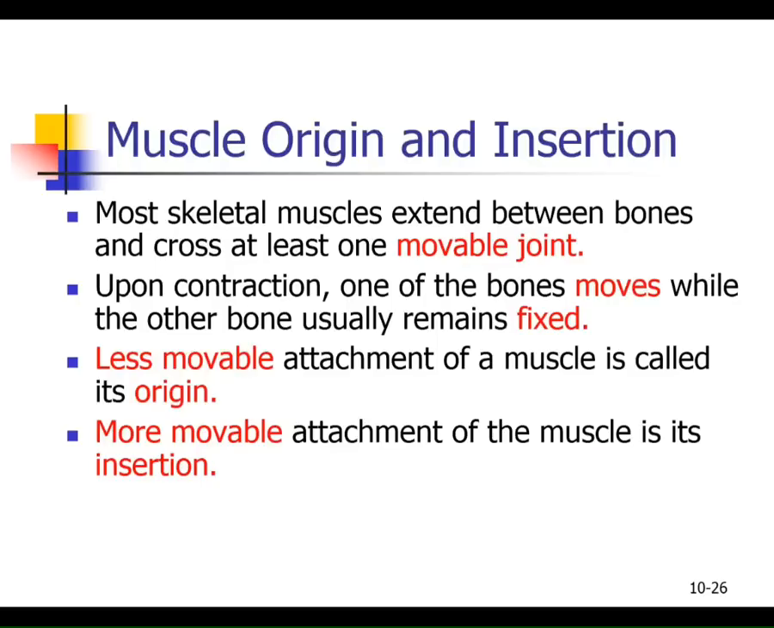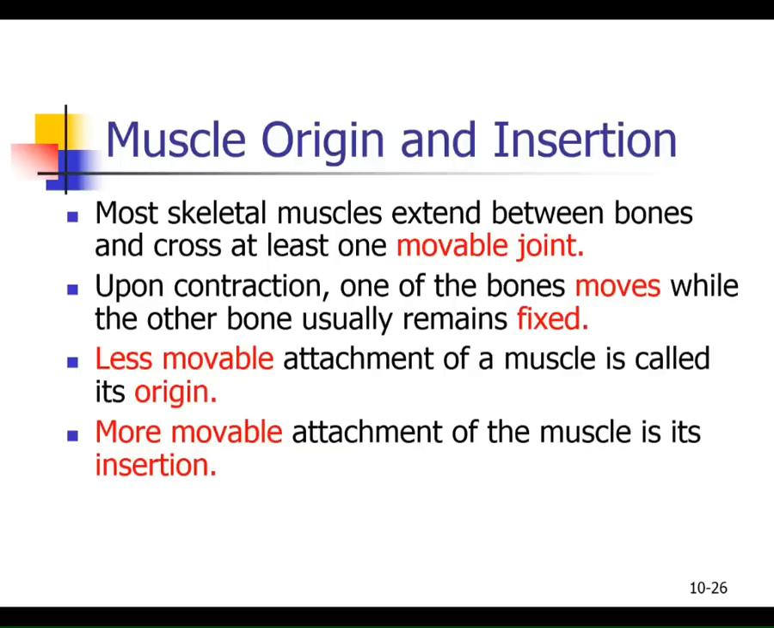So that becomes the insertion place for the biceps brachii. And so it makes sense, right? When the biceps does its work, it's pulling not only the radius, but also the ulna, up toward the shoulder. By definition, the less movable place is the origin, and the more movable place is the insertion.